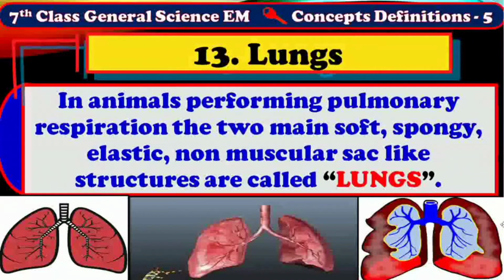Here, right lung is a bit larger than the left lung because the right lung is made up of 3 lobes and the left lung is made up of only 2 lobes. Moreover, the left lung gives some space to the heart. So, the left lung is a bit smaller than the right lung.